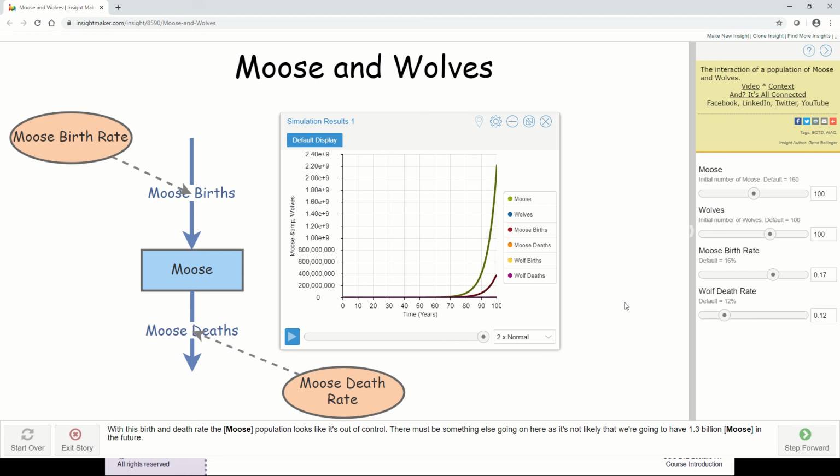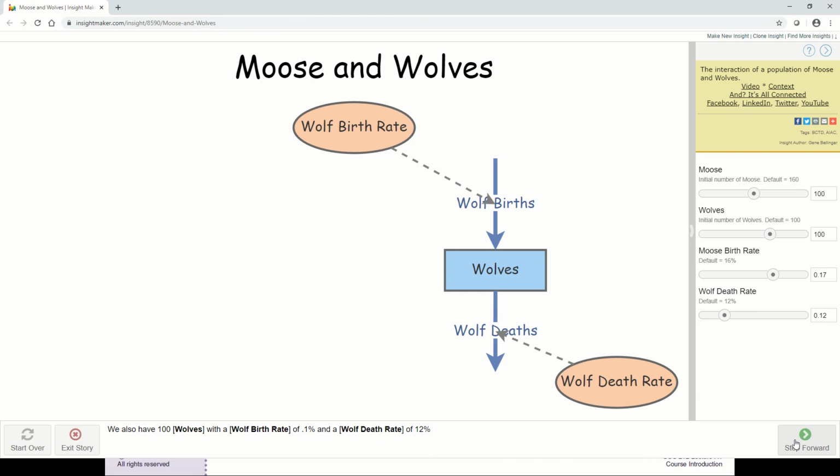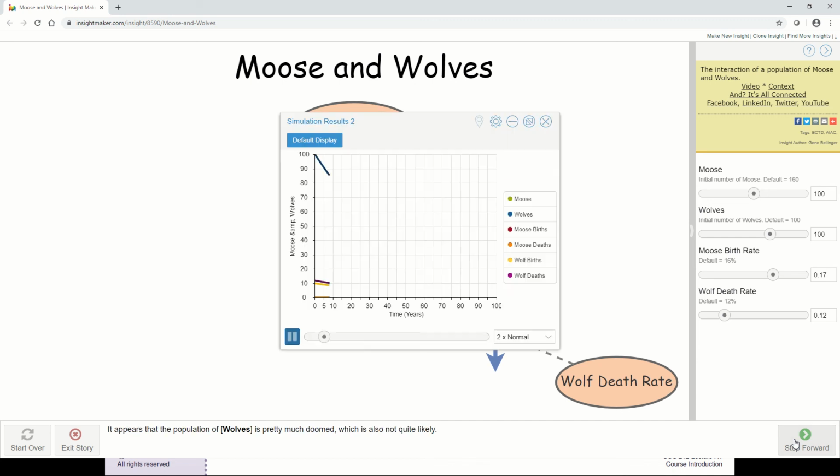So we could say, well, maybe one of the key things we're missing are predators, and so I'm going to add wolves in. So I've got wolves, and it looks exactly like the same system. I've got a wolf birth rate and a wolf death rate. If I don't include the moose in that, then my wolves are going to start at some initial population, and they're going to end up dying out. And that's what we're seeing here, this wolf population dying out.